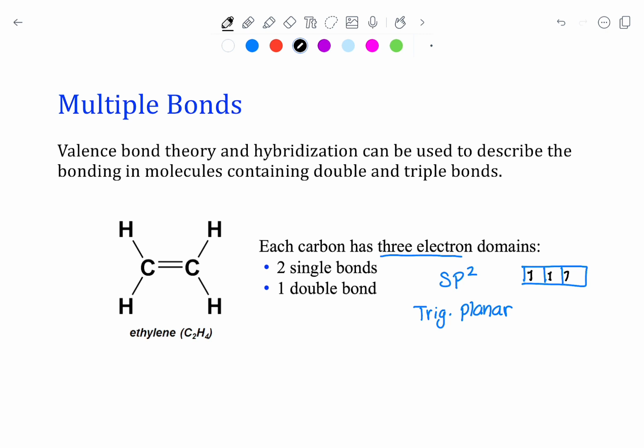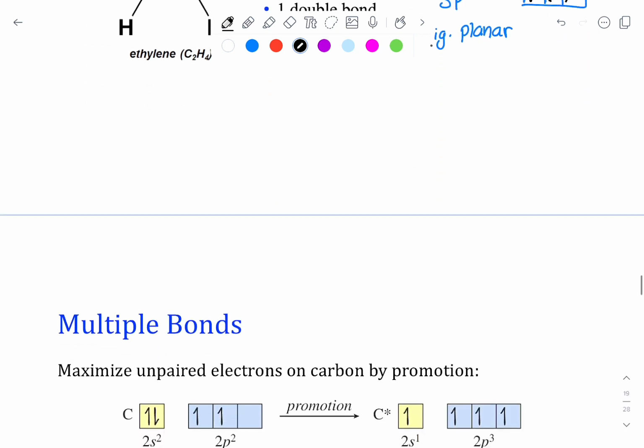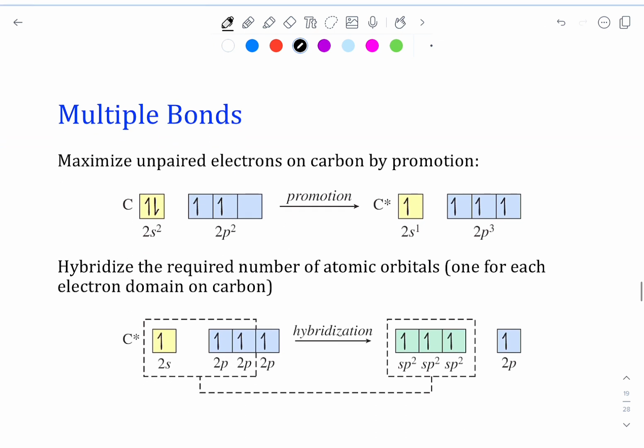Which makes sense for carbon because it has electrons going in 3 different ways because it has 3 electron domains. The double bond is where things start to get a little tricky. So what we want to do is, again, maximize our unpaired electrons on our carbon by doing our promotion, like we were showing before. I've moved all of my electrons in carbon. I've moved 1 up to my p orbital, so I've maximized my unpaired electrons.